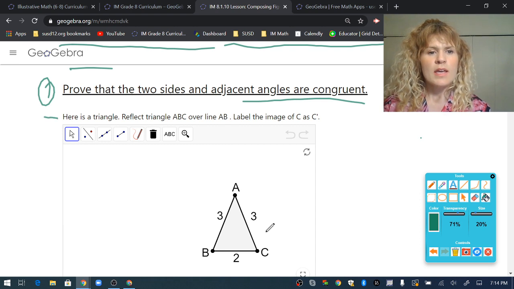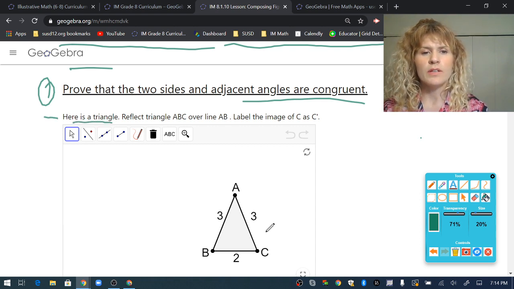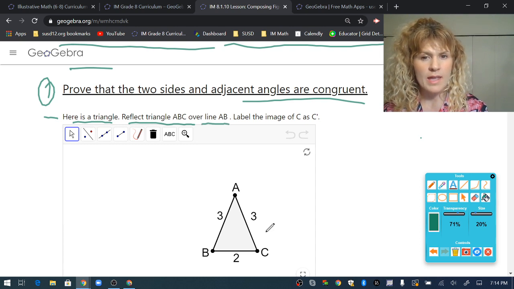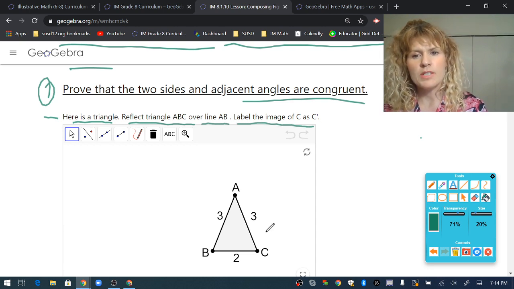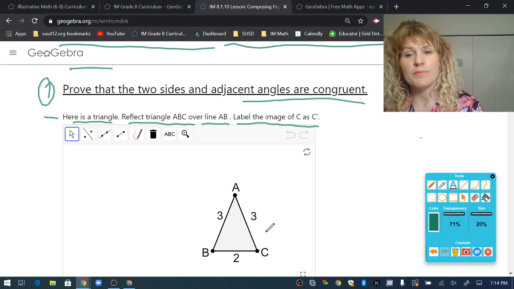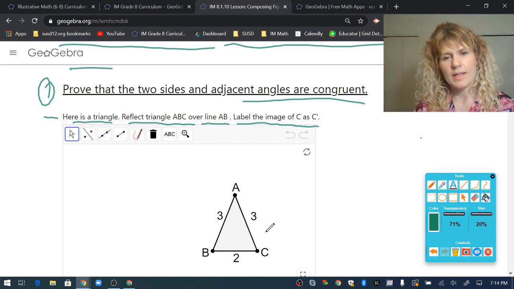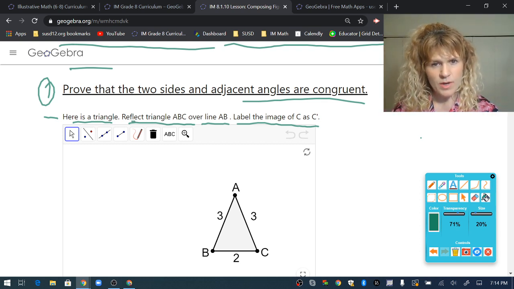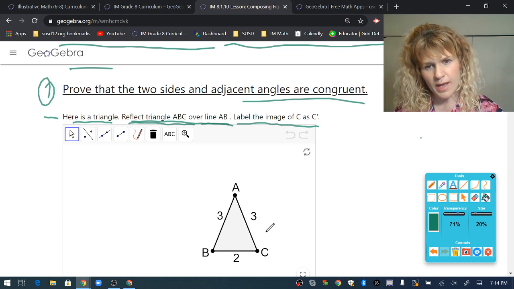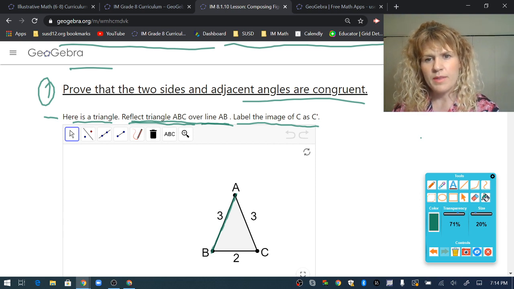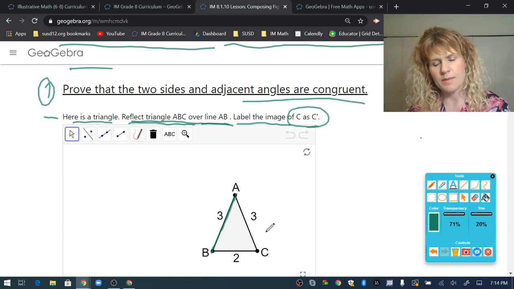It says, here is a triangle. Reflect triangle ABC over line AB. Label the image of C as C prime. Okay, let's do it. Reflect triangle ABC over line AB. That's this line right here. Then label the image of C as C prime.